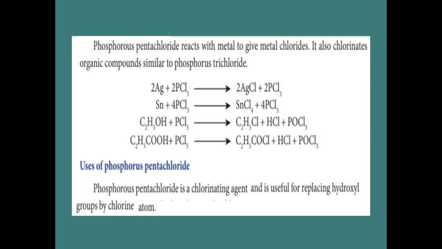First one, C2H5OH, ethyl alcohol. Instead of the OH group, the Cl is added, so that we get C2H5Cl, ethyl chloride, and then one hydrochloric acid and then phosphorus oxide trichloride. In the same way, in propanoic acid, C2H5COOH, when PCl5 is added, we get propanoyl chloride. Instead of the OH group, one chlorine is added, so we get propanoyl chloride and then 1 mole of HCl and 1 mole of phosphorus oxide trichloride.